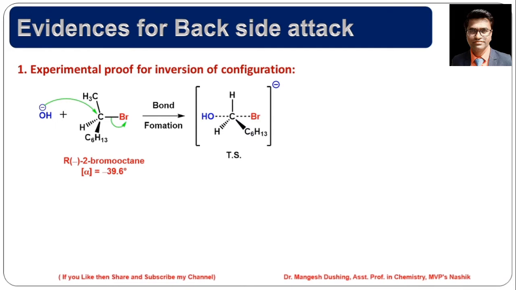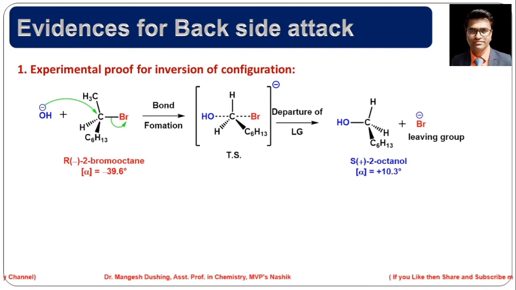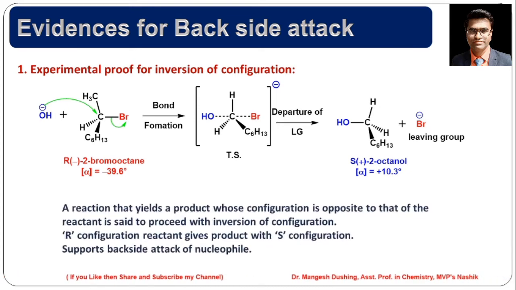So this is the transition state. For femtoseconds, this transition state will be there. Then this transition state will break down into the product. After departure of the leaving group, the product will be S-2-octanol. The specific rotation is plus 10.3. So the change in sign of the specific rotation indicates that the stereochemistry is changed. R is converted to the S product.